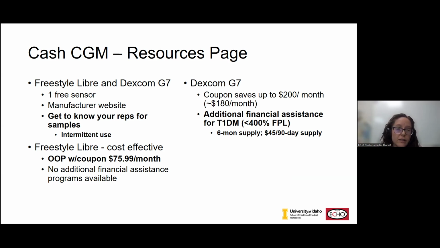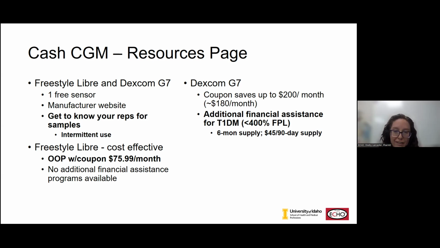Freestyle Libre does tend to be cost effective. The out-of-pocket cost with a coupon tends to run about $76 a month. One downside I would say is that they do not have an additional financial assistance program like our Dexcom G7s. They do have specifically a financial assistance program for type 1 diabetes patients, but there are certain stipulations, specifically that federal poverty limit for their income has to be less than 400%. Access to this has gotten easier, and same as the application.